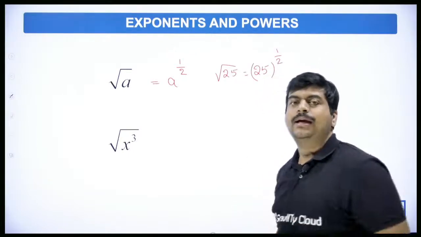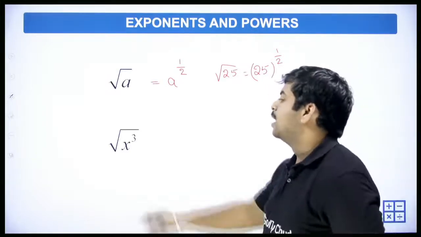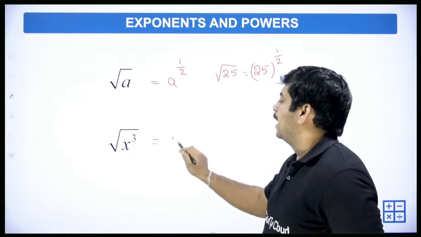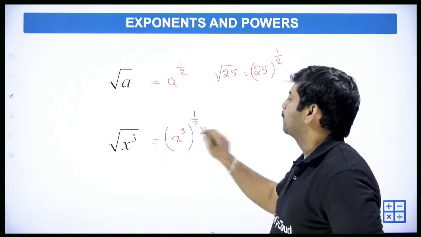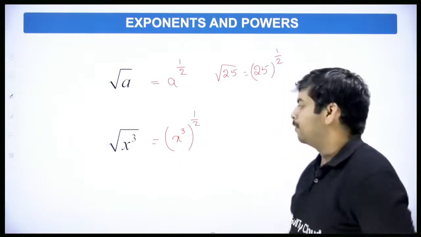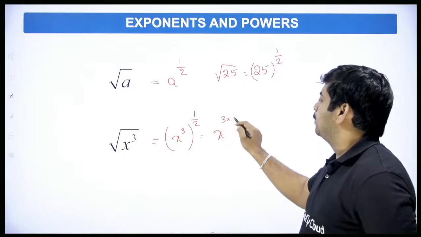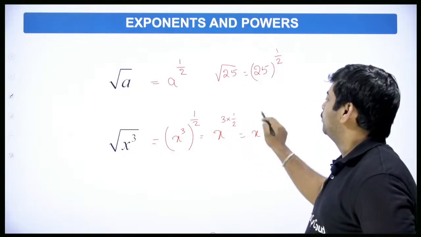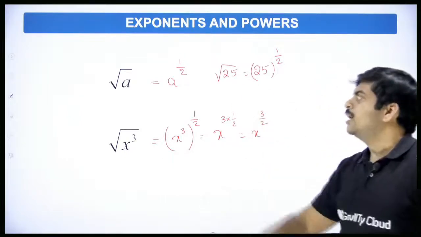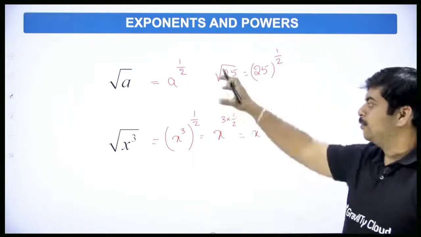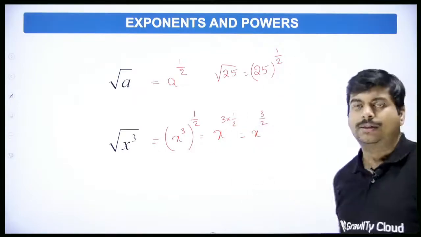Then we can apply the laws of exponents if you have multiplications or divisions. Now you have root x cube, and that root is nothing but power 1 by 2. That will give you x power 3 into 1 by 2, which will give you x power 3 by 2. So that is how you can write exponents and powers. Root 25 is 25 power 1 by 2, root x cube is x power 3 by 2.